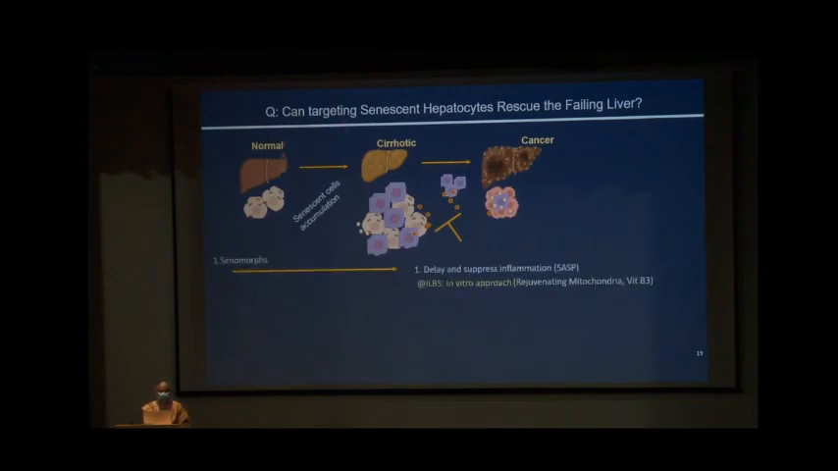So what you can do is at least think, can we delay this process? You can delay this process with certain agents, that is, delaying senescence or rejuvenating the cell and suppressing this inflammation. The terminology is called xenomorphs.